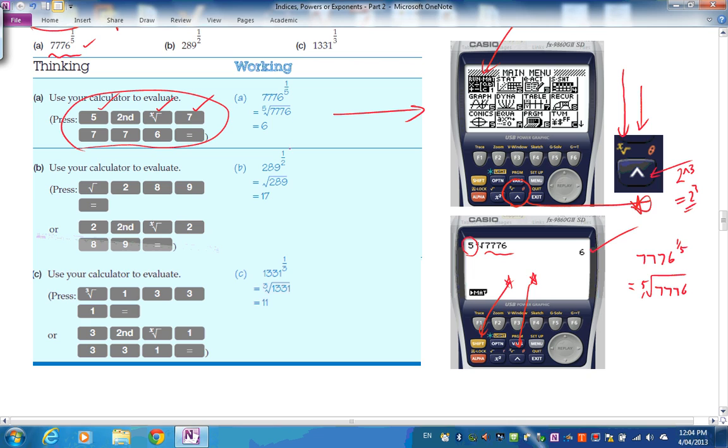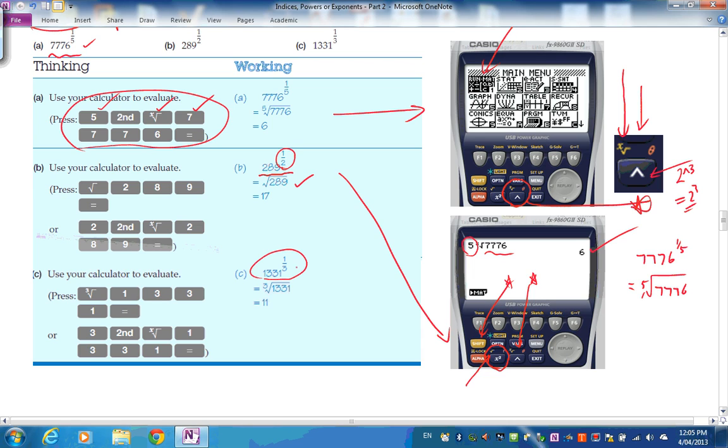Okay, well, what about 289 to the half here? So what does the half power mean? It means the square root of 289. In this case, the square root has a dedicated button down here. X squared, and there's the root up the top of the x squared button. So it's shift the x squared button, then 289, and that's a little bit easier, that one.